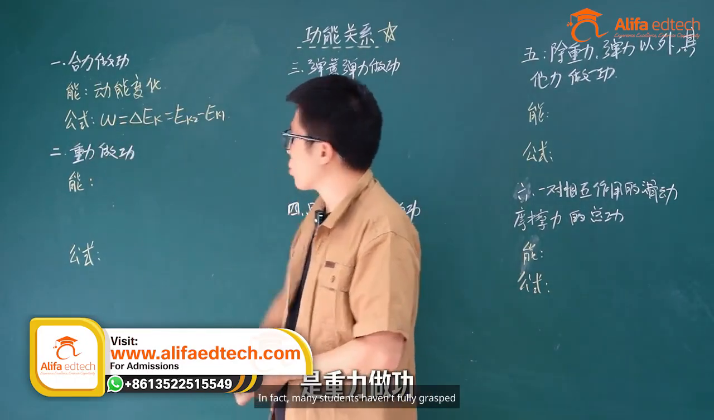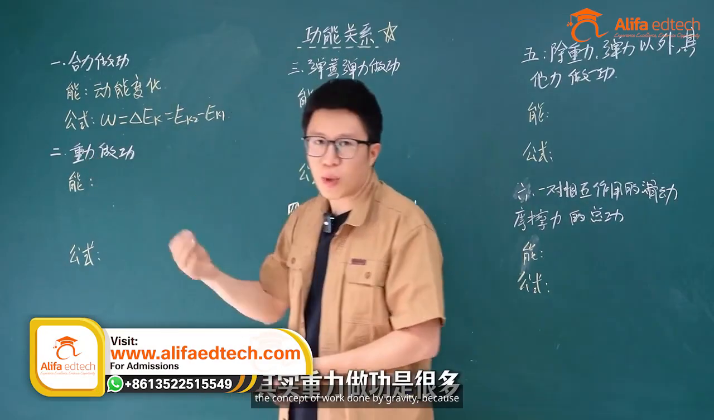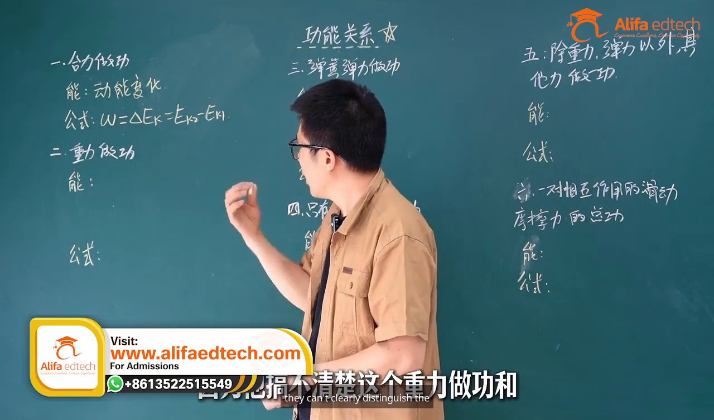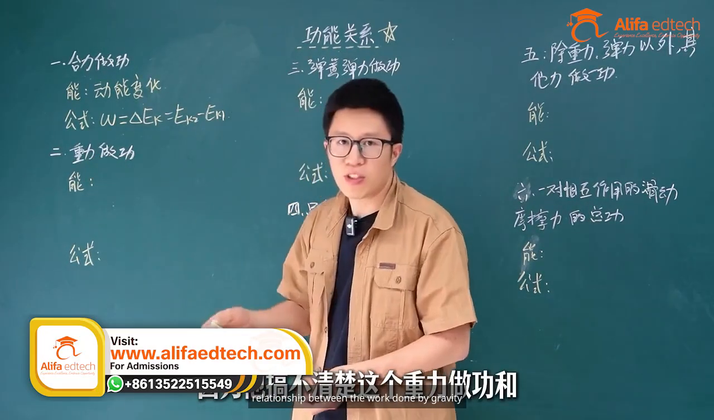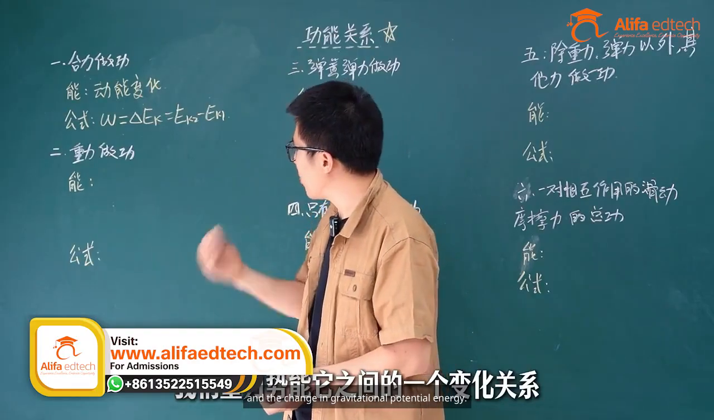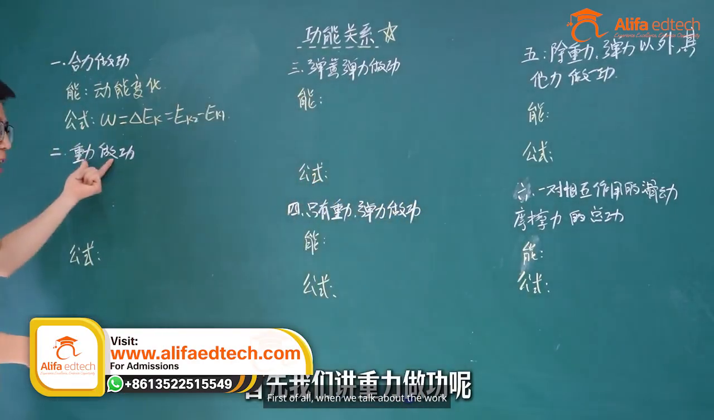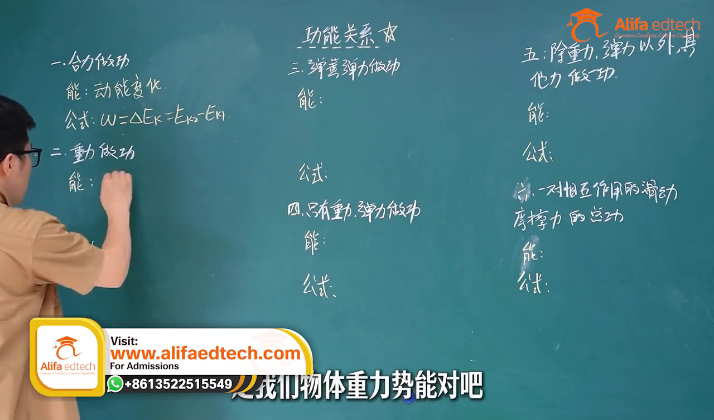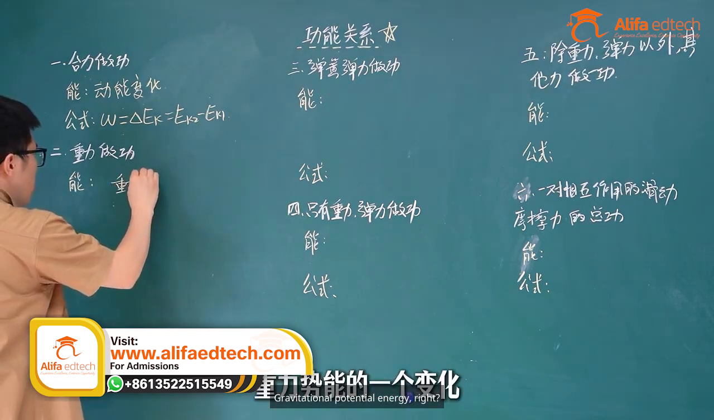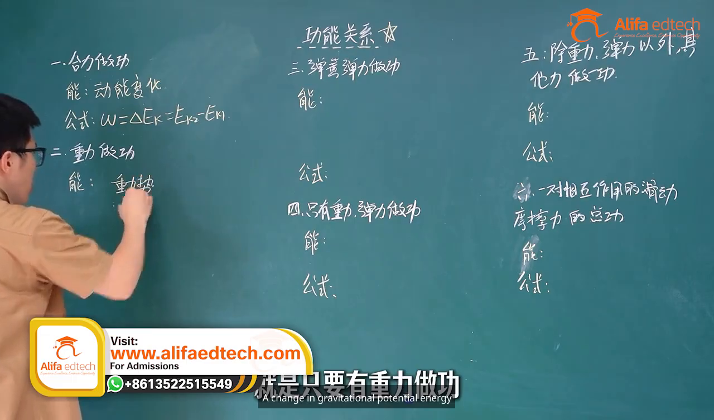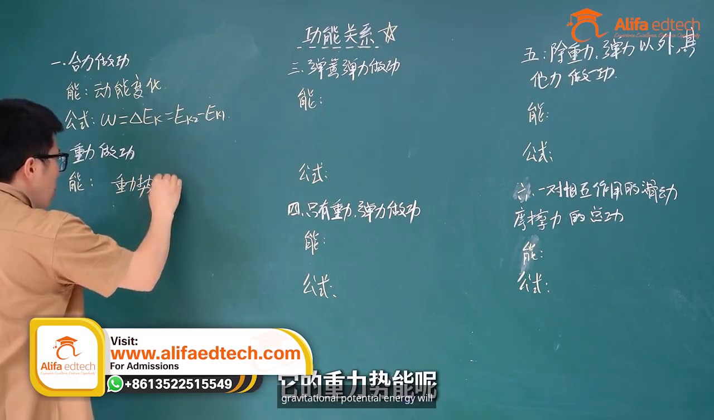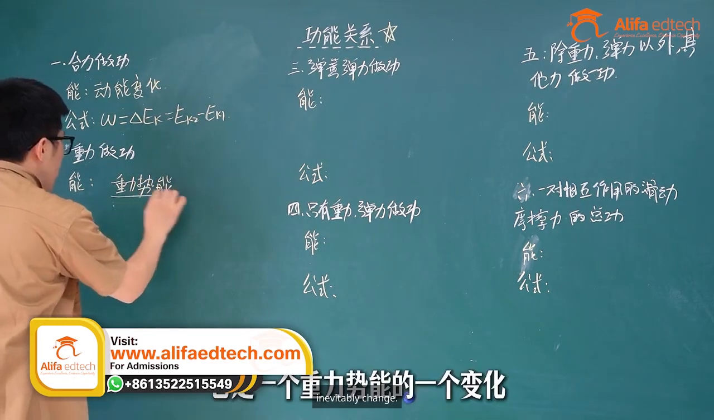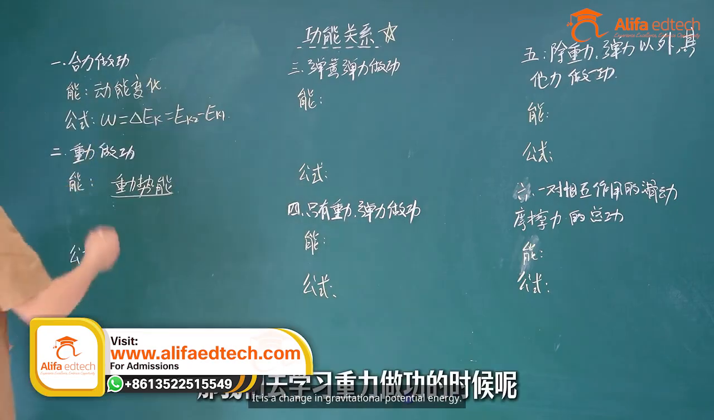In fact, many students haven't fully grasped the concept of work done by gravity because they can't clearly distinguish the relationship between the work done by gravity and the change in gravitational potential energy. First of all, when we talk about the work done by gravity, what kind of energy change does it bring about? It is the change in the object's gravitational potential energy, right? A change in gravitational potential energy means that as long as gravity does work, the gravitational potential energy will inevitably change.